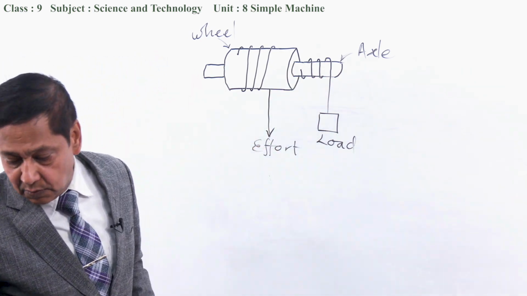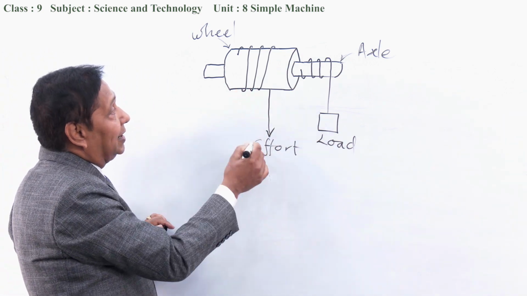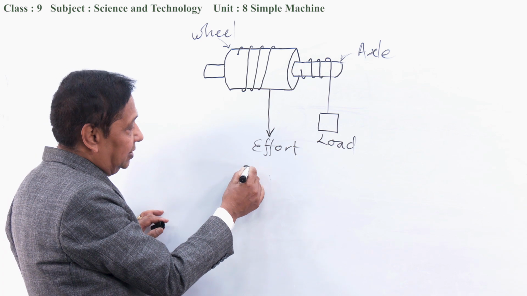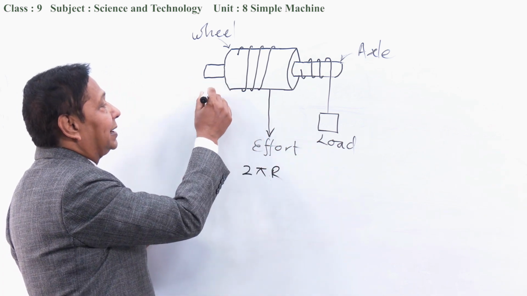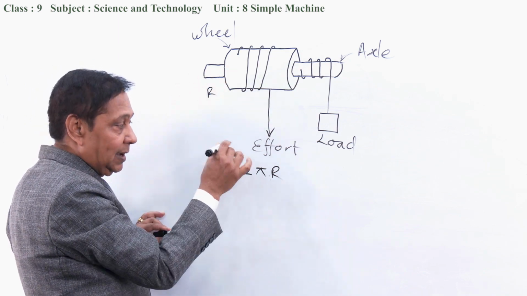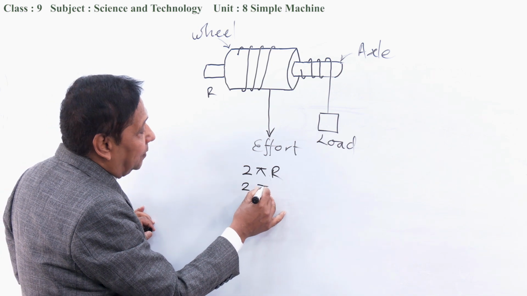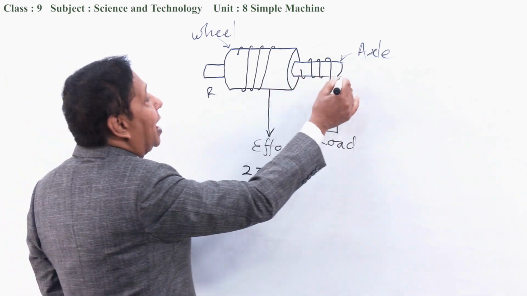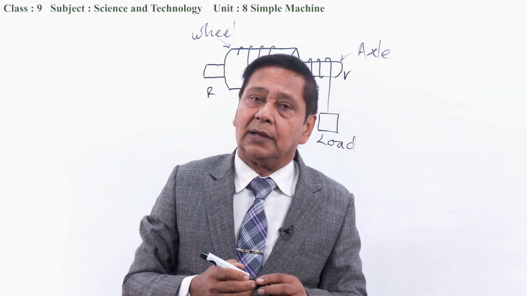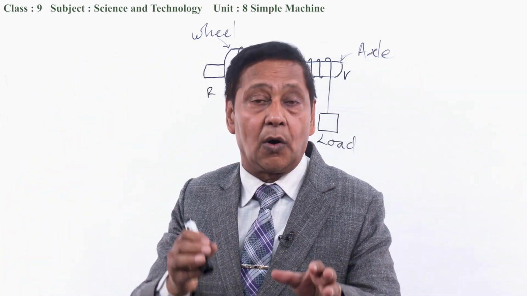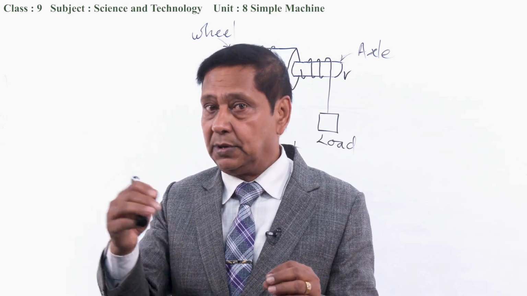This way, what can we say? Effort distance is the distance traveled by the effort, that can be represented as 2πR, and capital R is the radius of the wheel, and the distance traveled by the load can be represented by 2πr. Small r is the radius of the axle, and we know that the velocity ratio is the ratio of effort distance to the load distance. We were taught this in the previous class also.